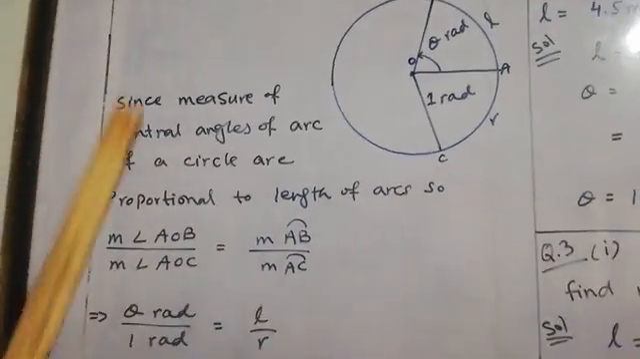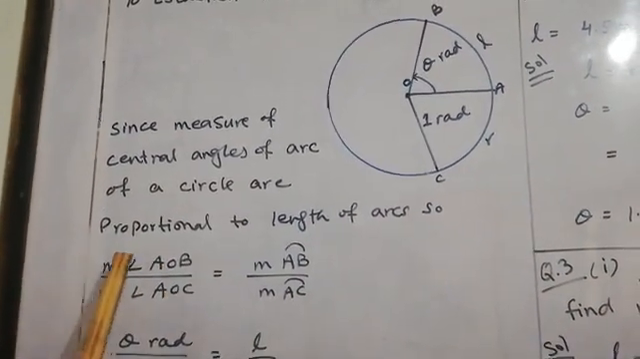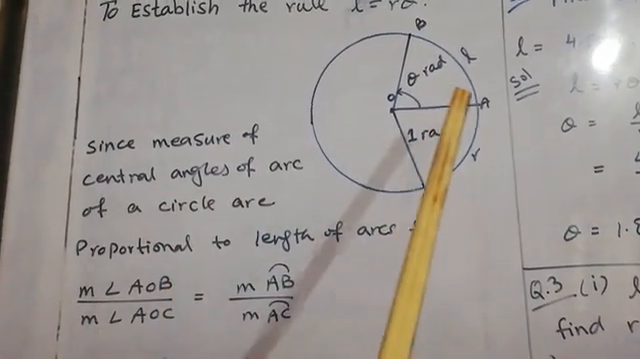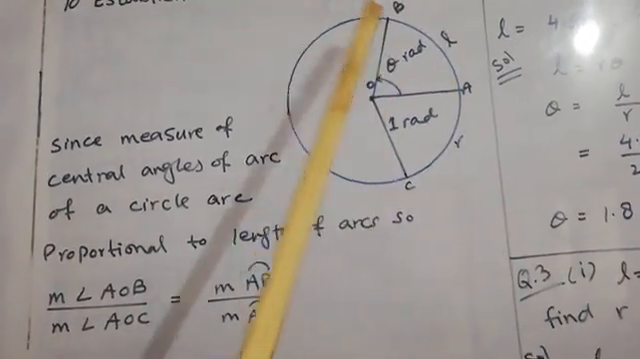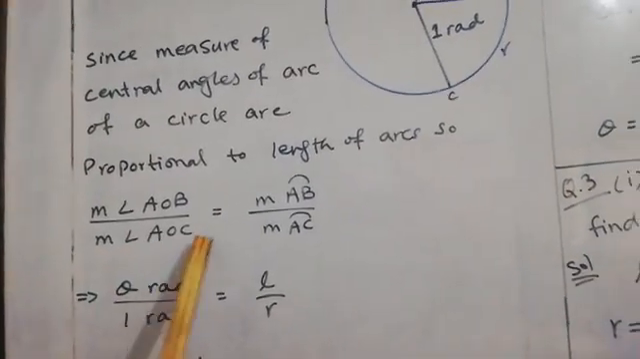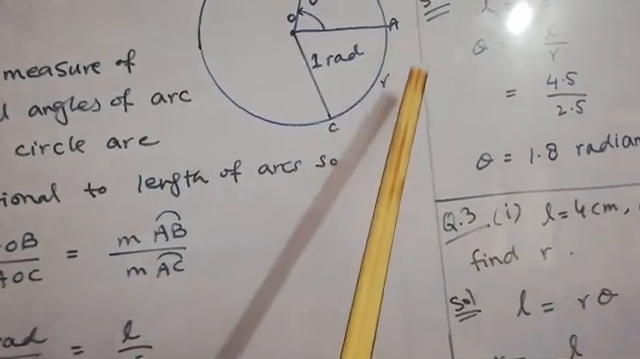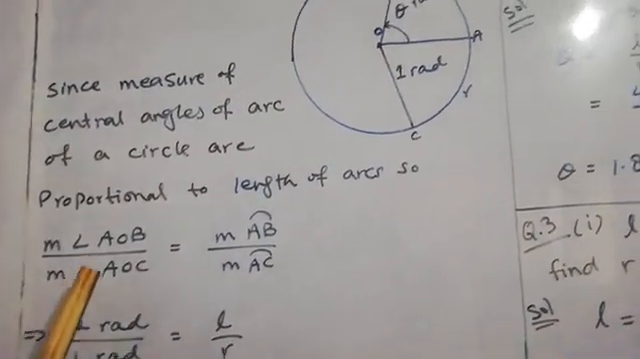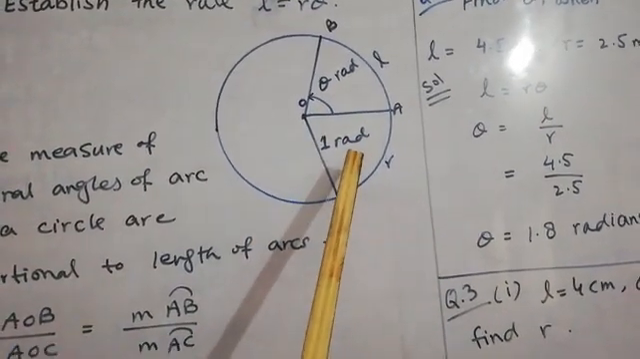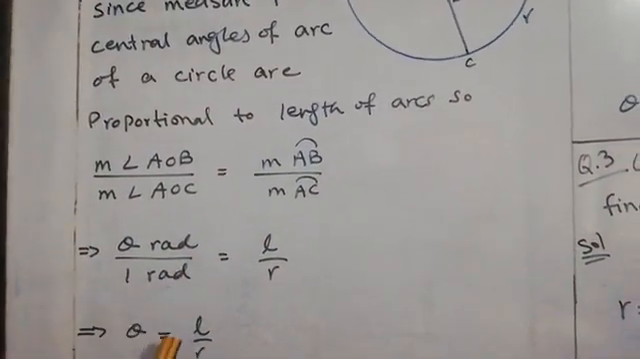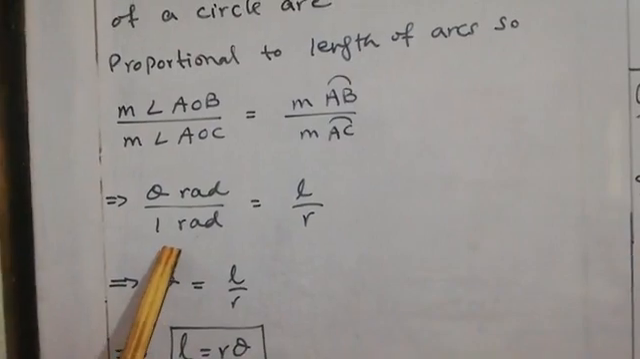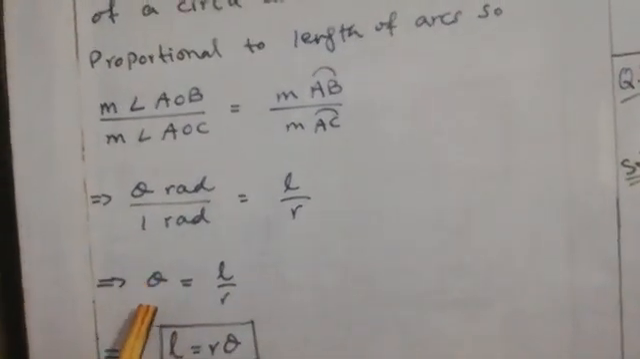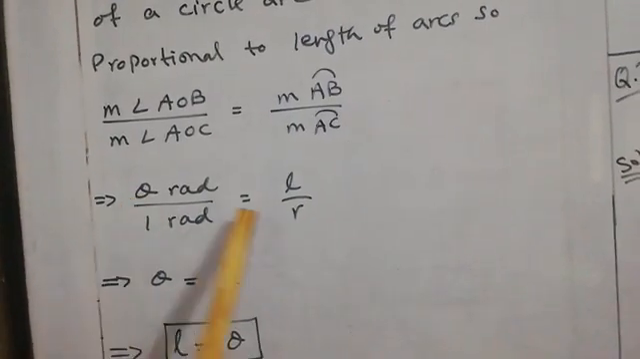So we will write this in equation form: measurement of angle AOB is equal to measurement of arc AB. This is the symbol of arc. And like this, measurement of angle AOC is equal to measurement of arc AC. Angle AOB is theta radian and angle AOC is 1 radian, and the arcs are L and r, so we write the values here. Since there is 1, no need to write it. Radian will be cancelled, and theta is equal to L by r.